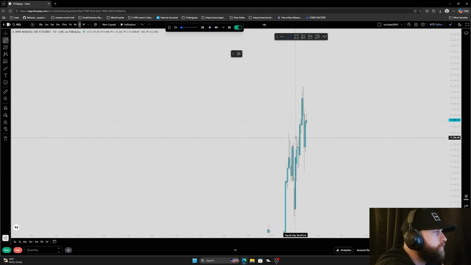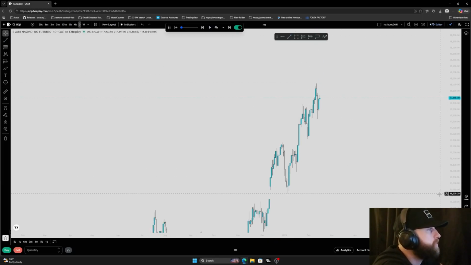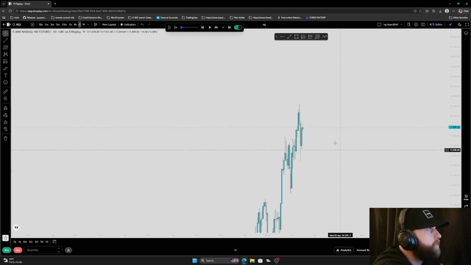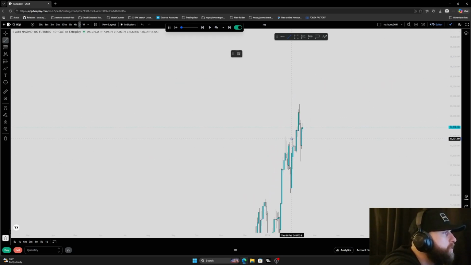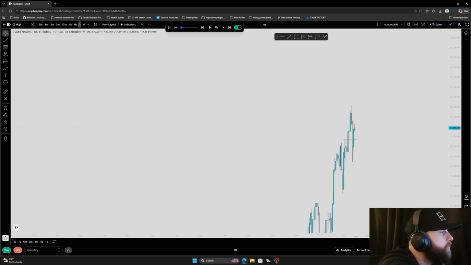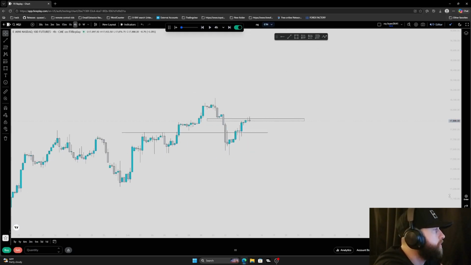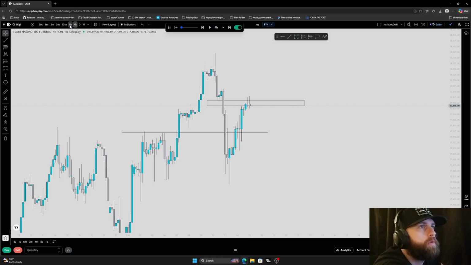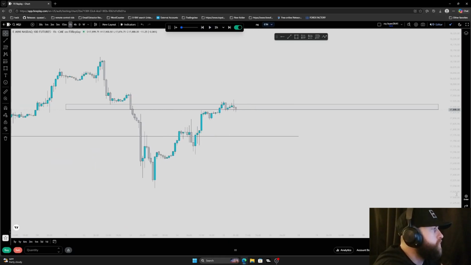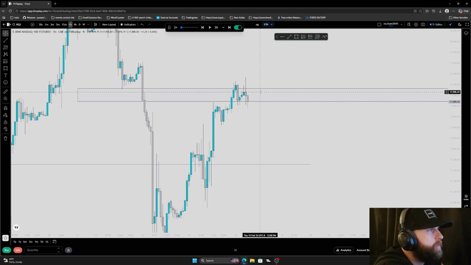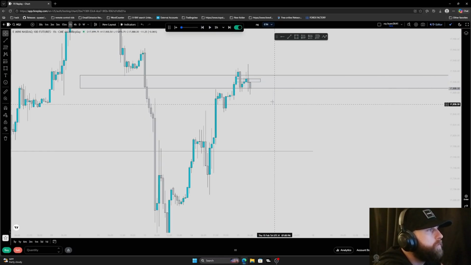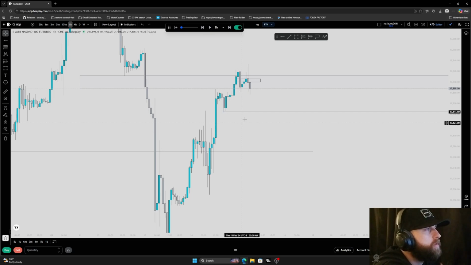Okay, so first thing I see is, well, we're bullish obviously, but we did inverse this daily gap and we're also in one. So keep that in mind. Let's go to the 4 hour. We're in the 4 hour as well. 1 hour. Looks like we're respecting this 1 hour. So we could target this as well.